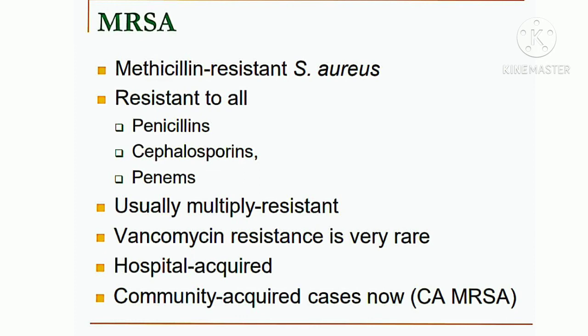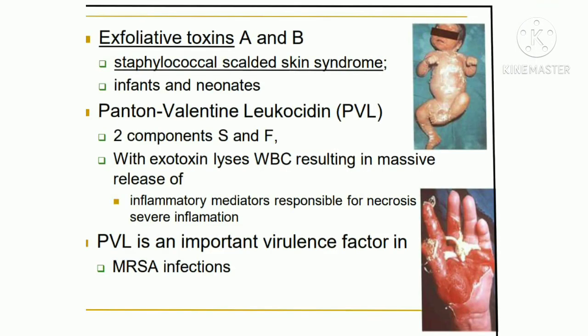These show resistance to penicillin, cephalosporins, and other beta-lactams, and usually show multiple drug resistance, while there is a low chance of resistance to vancomycin. There are hospital-acquired and community-acquired methicillin-resistant Staphylococcus aureus. There are exfoliative toxins A and B, which cause scalded skin syndrome in infants or neonates.